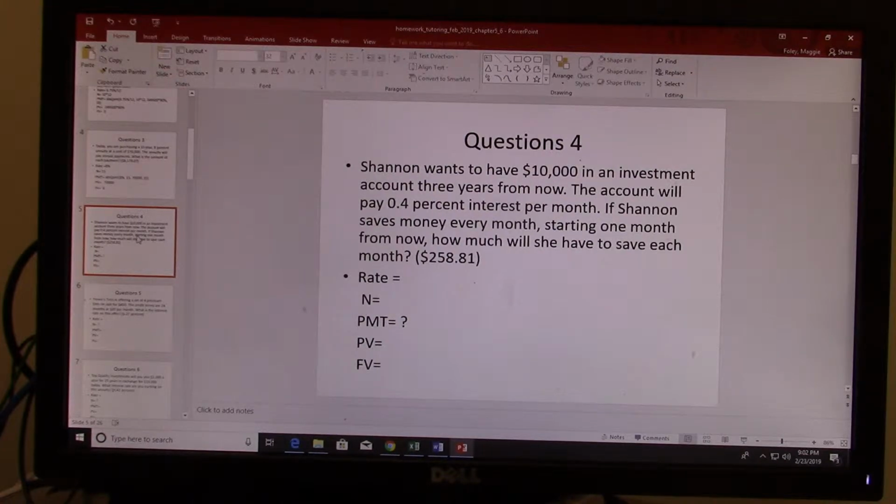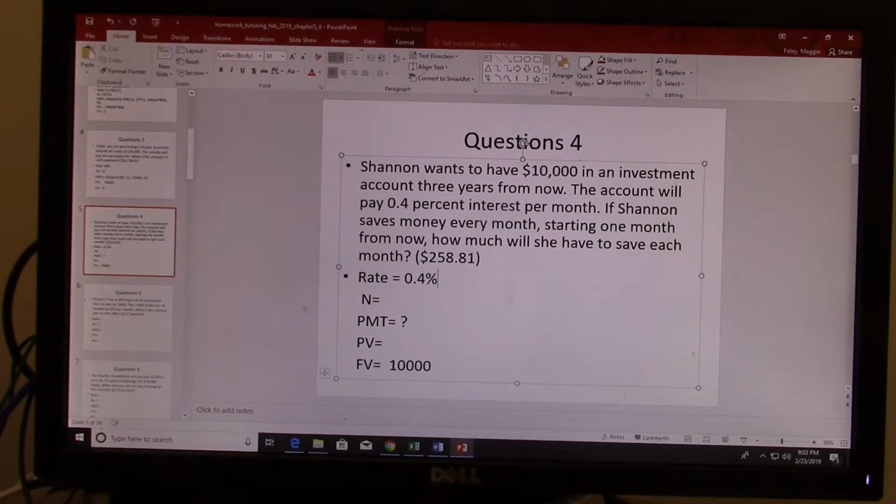Let's start. Okay, question number 4. Shannon wants to have $10,000 in an investment account 3 years from now. So this is the future value because she wants to get it 3 years from now. The account pays 0.4% interest each month, and starting 1 month from now, how much will she have to save each month? So the future value we know is $10,000, and the interest is 0.4% every month. The question is not giving you the annual interest rate, which is 4.8% annually. The question is giving you the monthly interest rate directly, so 0.4%.